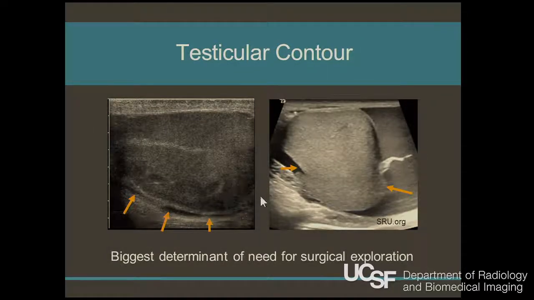And the critical thing here is to help the urologist or the ER doctor or whoever you're dealing with to triage this patient. And what you want to identify is whether this tunica is intact or not. So if the tunica is intact, they will typically watch the patient. If the tunica is disrupted, as you see here, and there's extrusion of testicular contents, that's going to require surgical exploration.